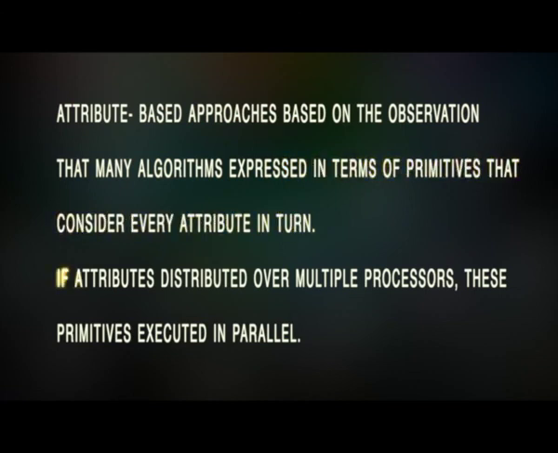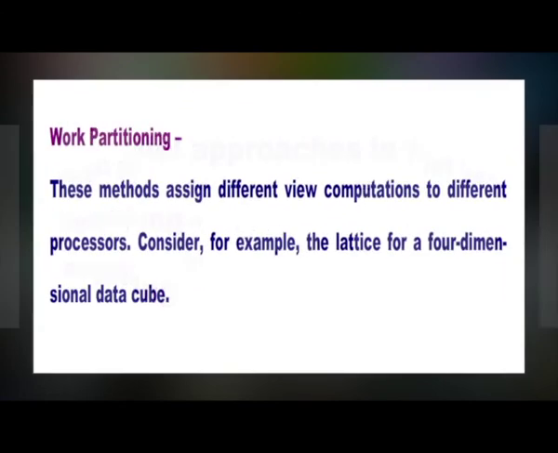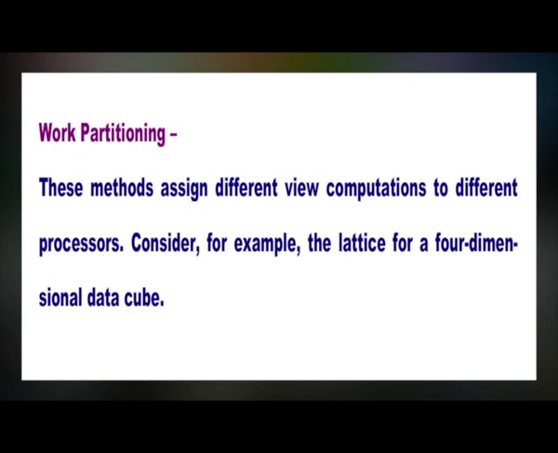If attributes are distributed over multiple processes, these primitives will be executed in parallel. For example, when constructing a decision tree, at each node in the tree, all independent attributes will be considered in order to determine the best split at that point. There are two basic parallel approaches in recent times: one is work partitioning and another one is data partitioning. Now, let us have a look at what is work partitioning.